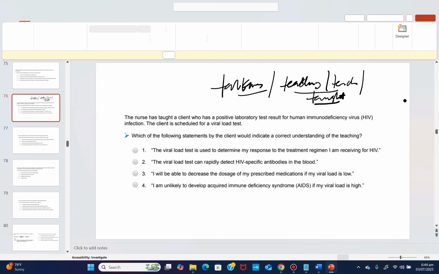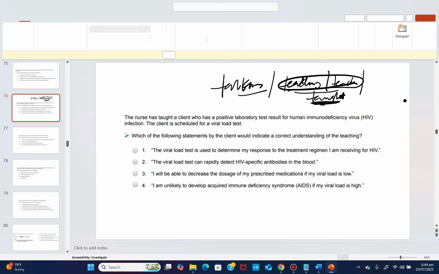Now, if the NCLEX uses teaching, it means that the teaching has not been done. So instead of testing you on the client statement, NCLEX will test you on what the nurse will teach the client. When the NCLEX uses taught, it means that the teaching has been done. So NCLEX will test you related to the client statement. This should be your understanding.